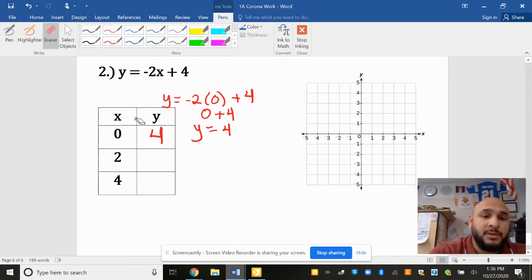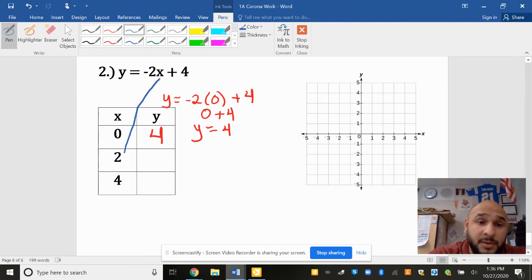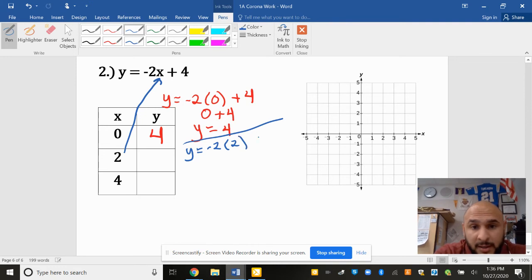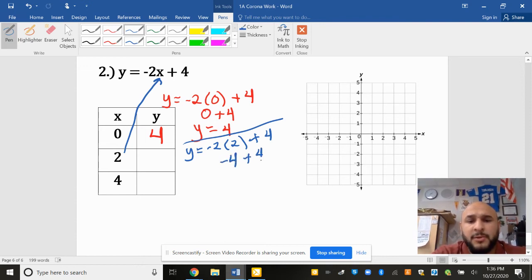Next, I am going to input or substitute x with 2. Let me stay organized here. So y is going to equal -2 times 2 this time, and then plus 4 at the end. -2 times 2 is -4. And -4 plus 4, well, that's 0. Those are opposites. So then y is going to equal 0 here. When x equals 2, y equals 0.